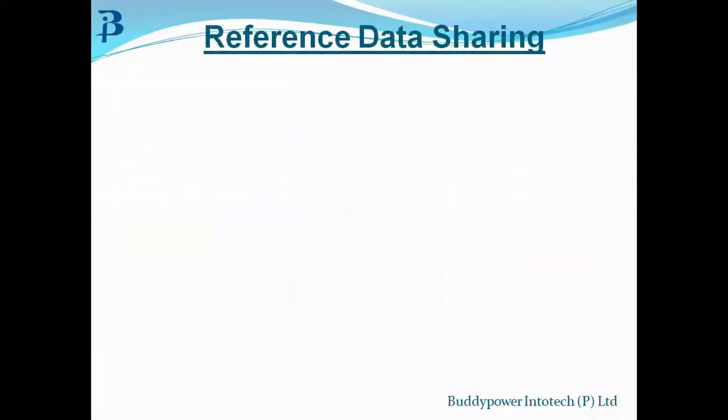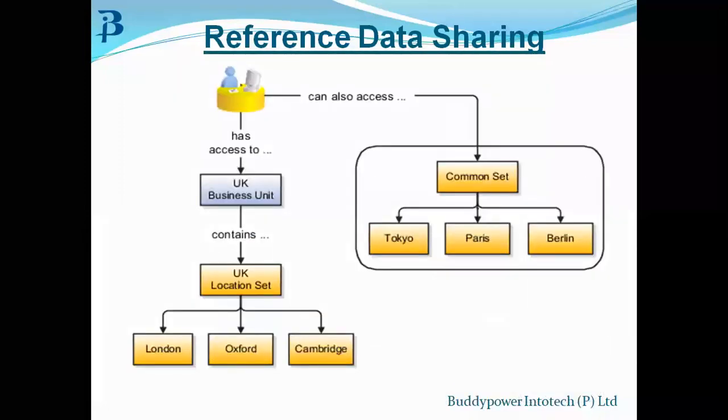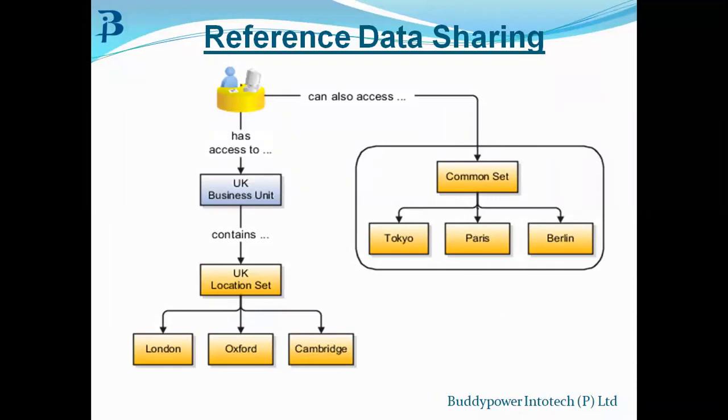So, reference data sharing. This is one new feature which was not available in the EBS. Let us understand what reference data sharing is. Reference data sharing means the use of RDS. RDS means reference data sets. I'll be using the term RDS, so please do not get confused with reference data sharing. RDS is part of reference data sharing itself, but RDS is reference data sets. The reference data sharing features the use of RDS to which the reference data is assigned.